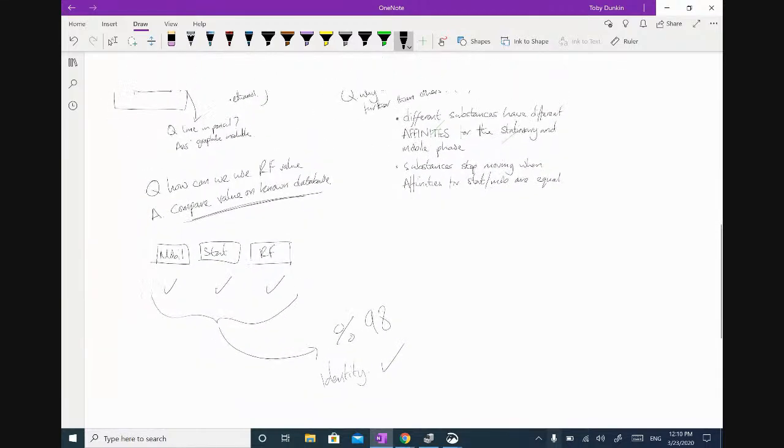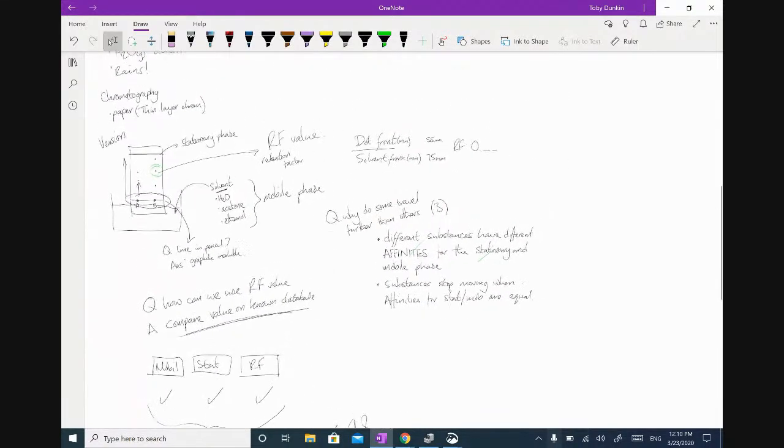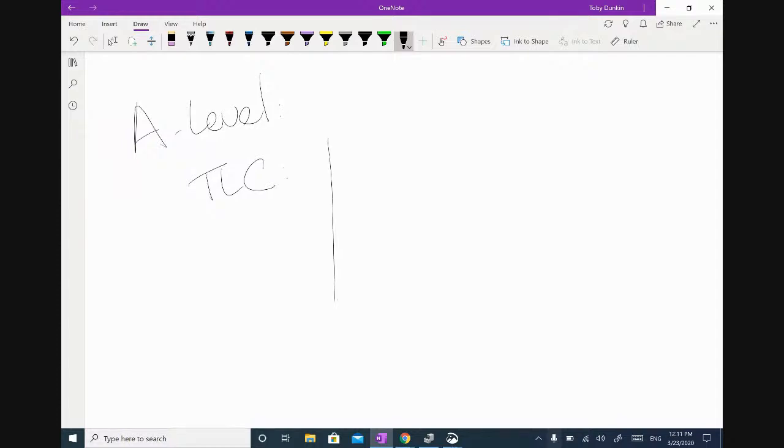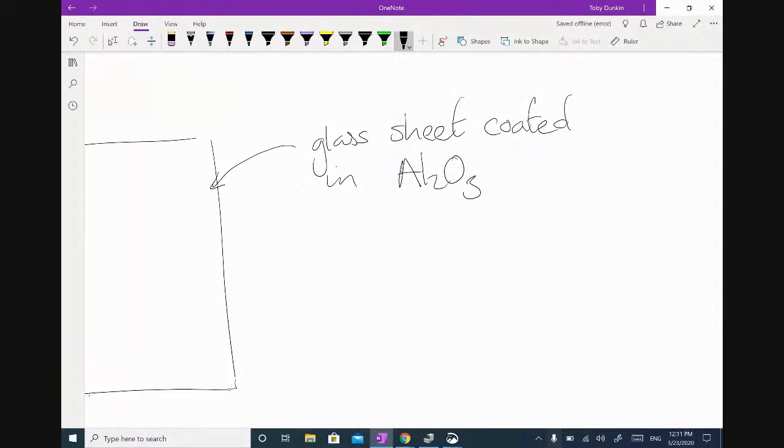Okay. So now that we've properly talked about paper, what we now need to do is start putting this into the more A-level context. So at A-level, what do we now realize that we're doing? Thin layer chromatography, TLC, is now a bit more special because you haven't got a piece of paper anymore. You have a glass sheet coated most commonly in aluminium oxide. That is the most common stationary phase for TLC.